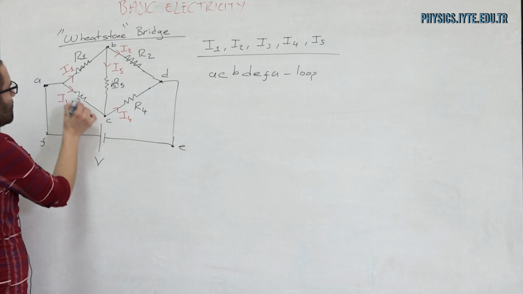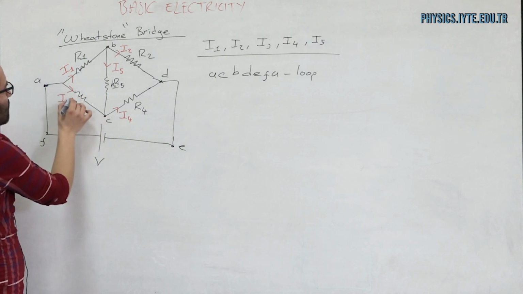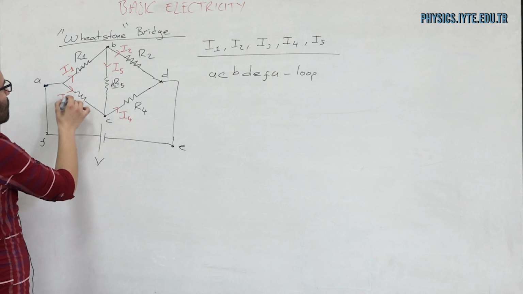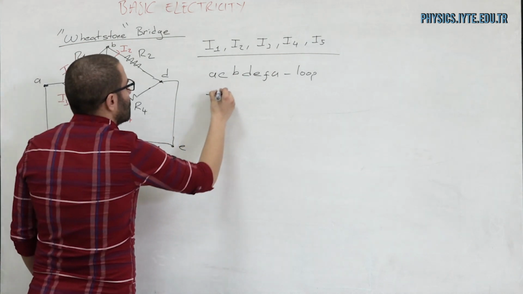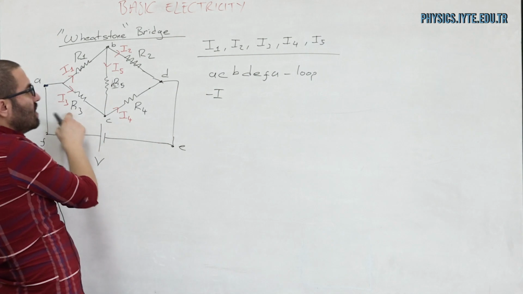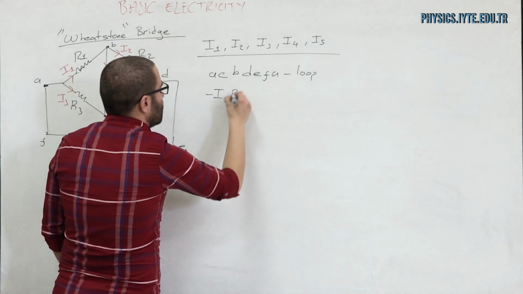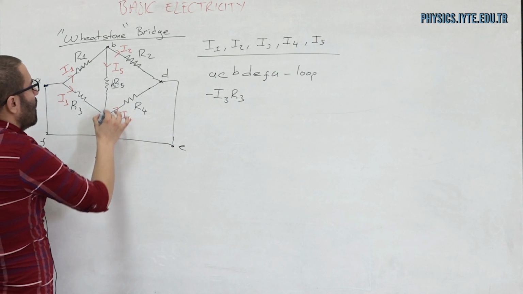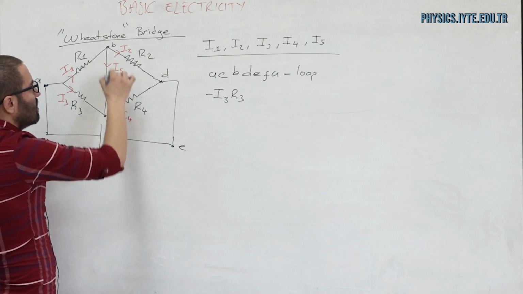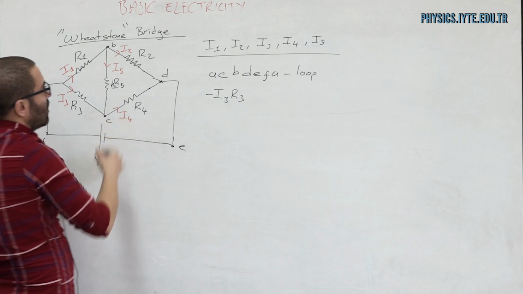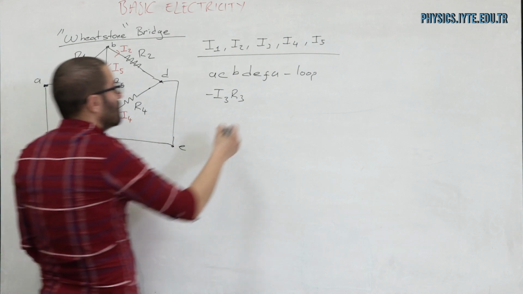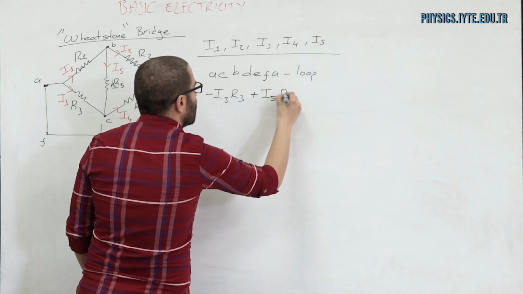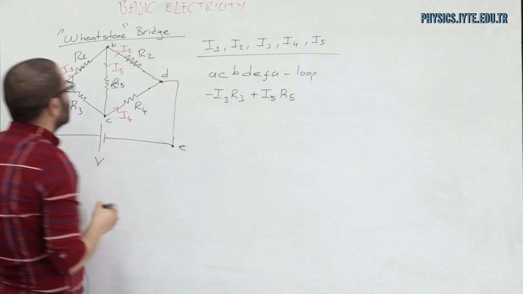As I move along this path, I have a current which is in the same direction as my loop, so I'm going to have a potential drop I3 times R3. When I come to C, I'm moving upwards, but the current is moving downwards, so I'm going to have an increase in potential. Therefore, this plus I5 times R5.